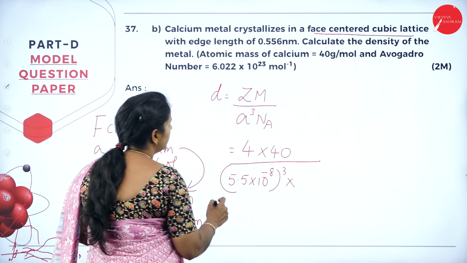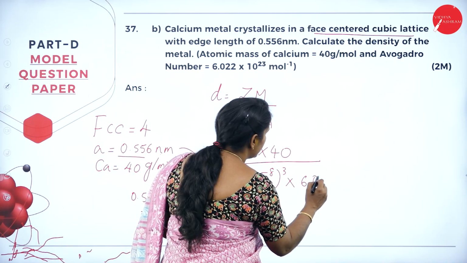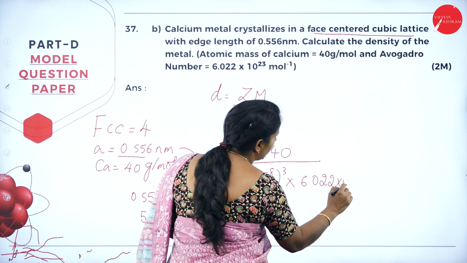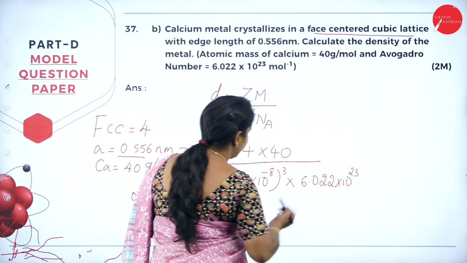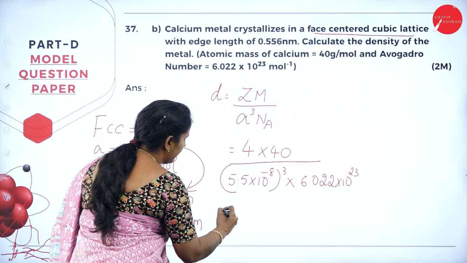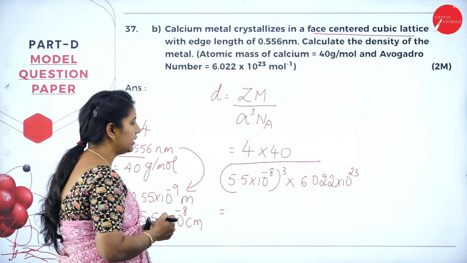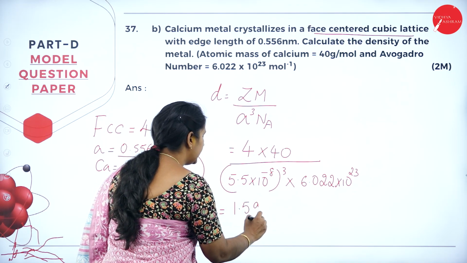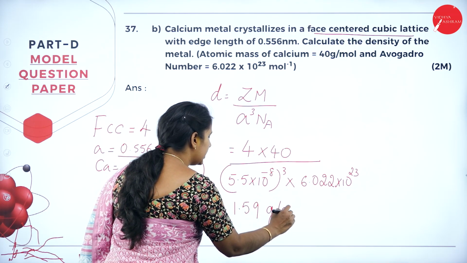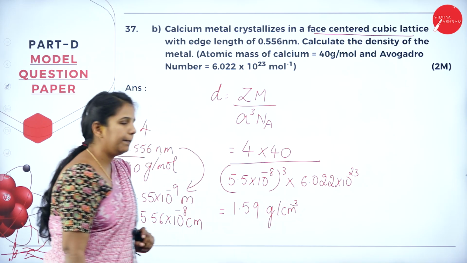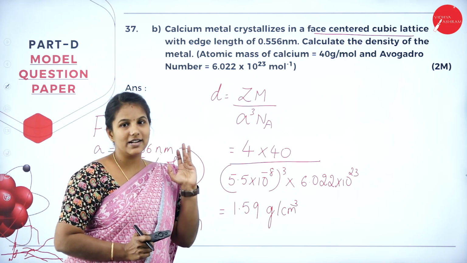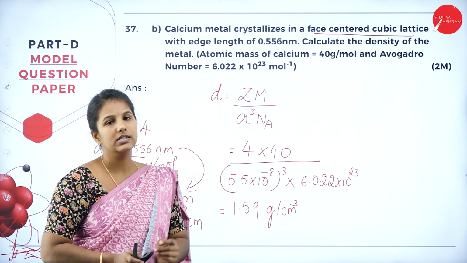What is Avogadro number here? So, it is 6.022 into 10 to the power of 23. Okay. So, finally, if you substitute these values, you will get it as 1.59 gram per cm cube. 1.59 gram per cm cube is the answer, that is the density of the given cell.